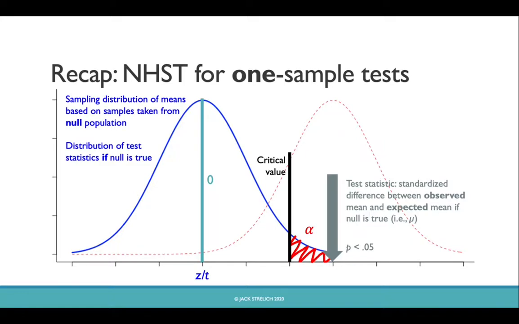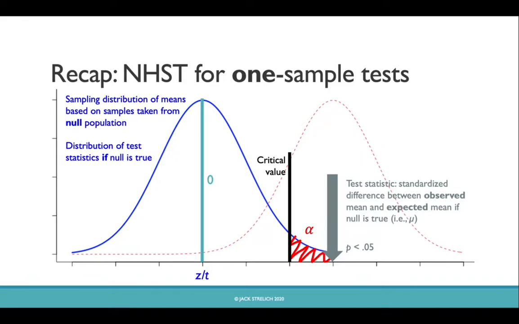And, as we've discussed before, remember that we can make a decision about whether to reject or fail to reject the null either by comparing the test statistic to the critical value, as we've done here, or by comparing a precise p-value to an alpha level.